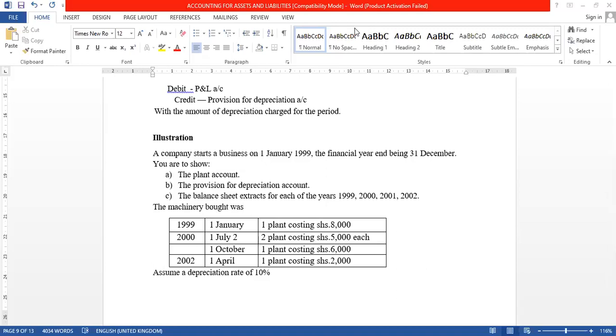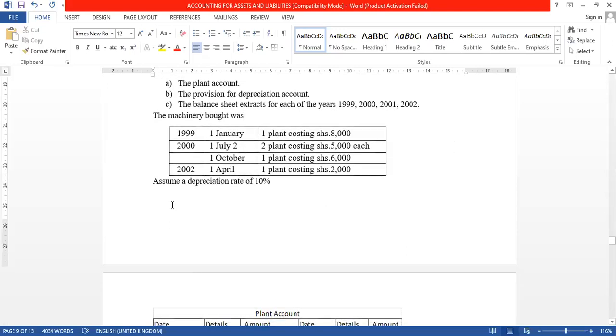So we can proceed, right? Now, if you have this question, what is important to note? The time at which we buy an equipment is very, very important. The time at which we sell that equipment is very, very important. The estimated life of that equipment is very, very important.